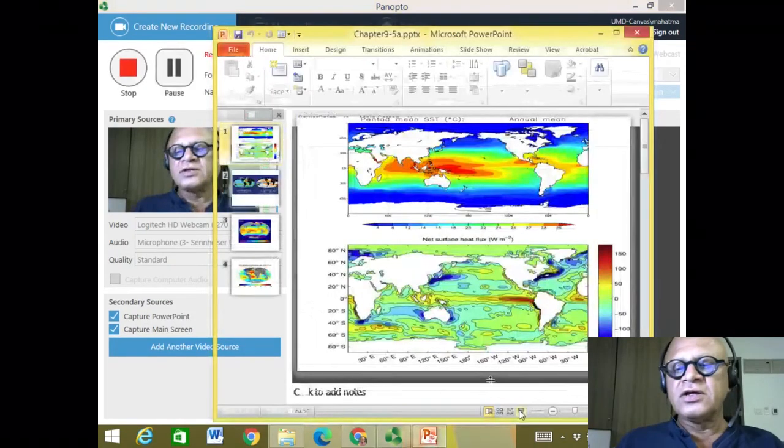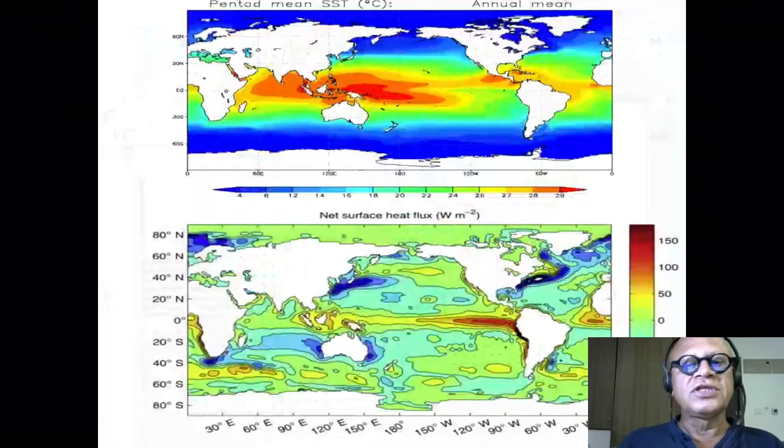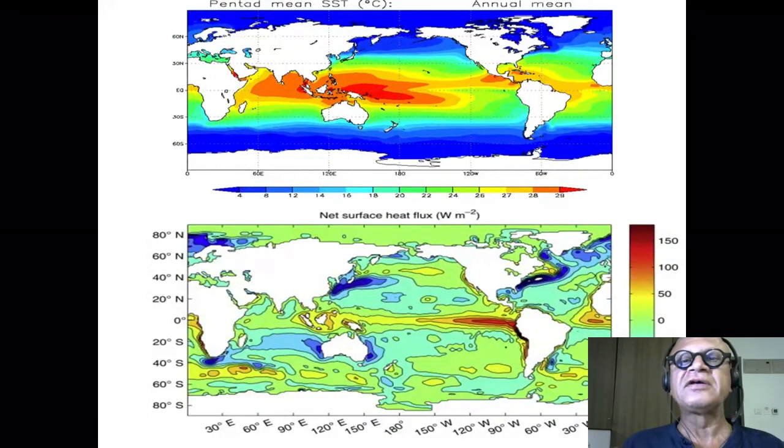So let's add some details to the surface temperature and salinity variabilities and how they are related to the surface fluxes. Okay, so here is the mean sea surface temperature, annual mean, long-term average, going from pole to pole. And you see the major features here in the tropics in terms of the ITCZ and the upwelling region.